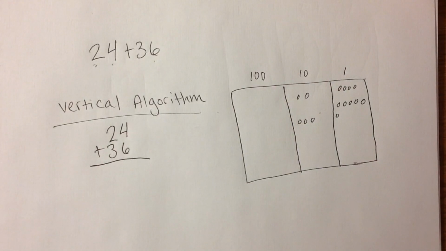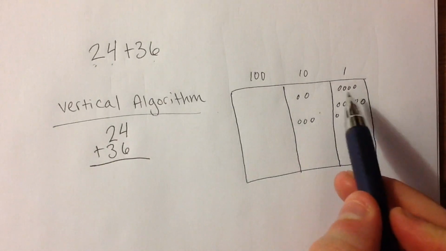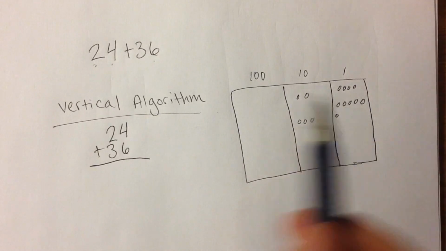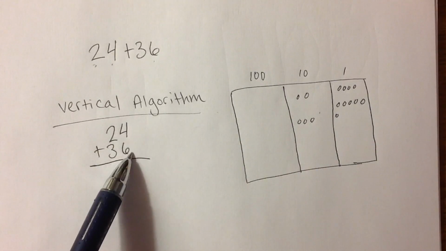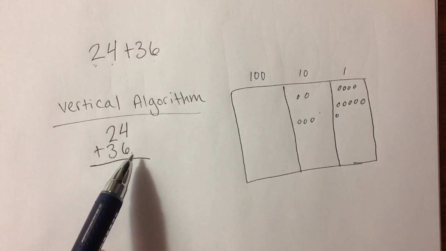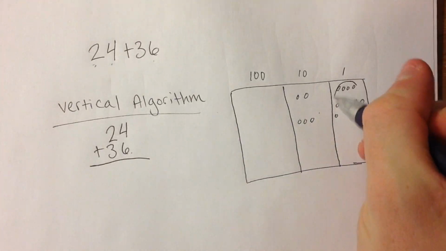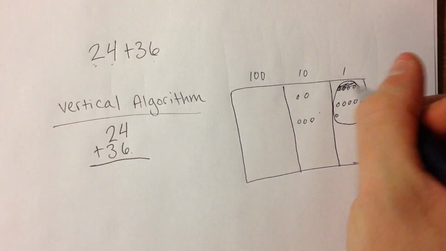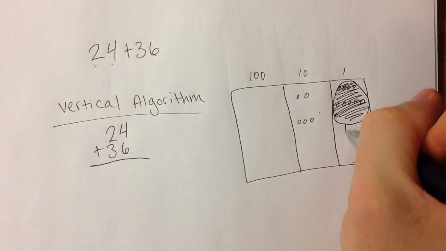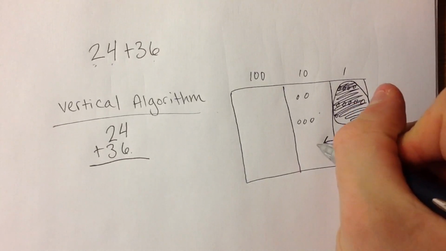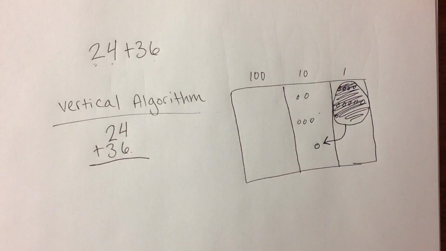Now all we have to do is add them up. We'll start with the ones because that's what we do in the vertical algorithm. We got 1, 2, 3, 4, 5, 6, 7, 8, 9, 10. You may have noticed over here that we know 6 and 4 make 10. We know that they're dating, they go together, they make a happy family, whatever. So we're going to circle them, put them all together, and turn these 10 ones into 1 ten. 10 ones make 1 ten.